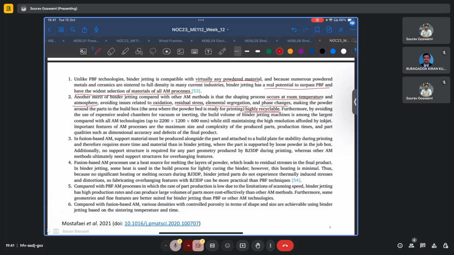Again, since there is no requirement for vacuum or purging with inert gases, the build volumes of the binder jetting machines are among the largest compared with all AM technologies and can go up to 2200 by 1200 by 600 mm. And while the build chamber is very high, allowing for building large parts, the high resolution is still maintained.